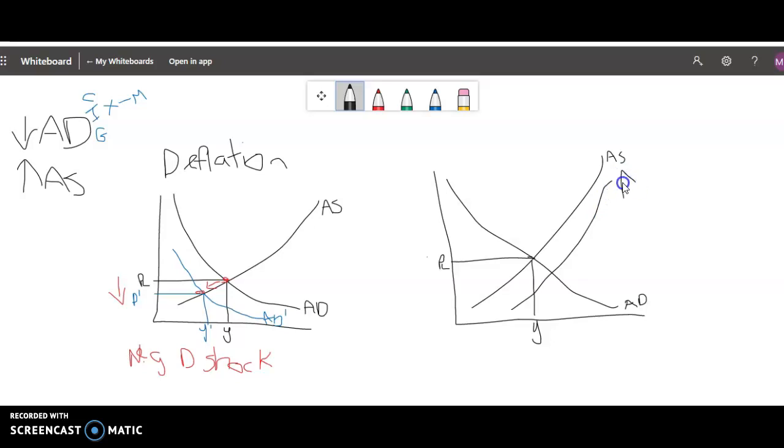Again, you can do this in your book probably a lot better than I can on this magical interactive whiteboard. So here's my increase in AS. I'm always about labeling everything fully. I'm going to switch to the blue pen to show the effect on the price level. So the price level has actually fallen even though AS has increased. Why is that? Have a think about it. And then we've got output increasing as well.